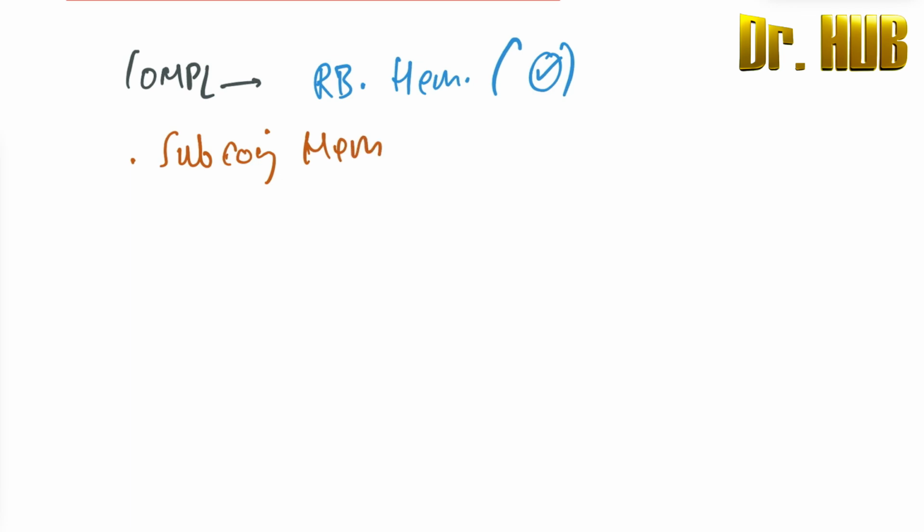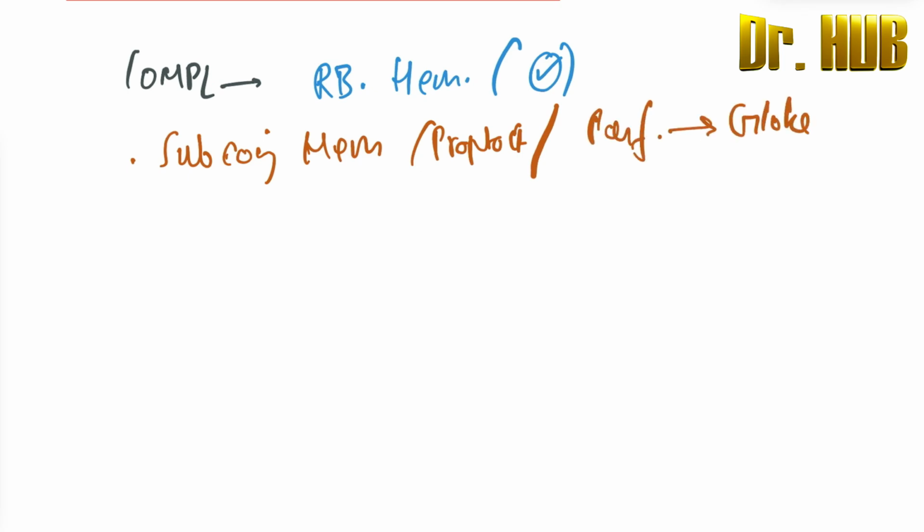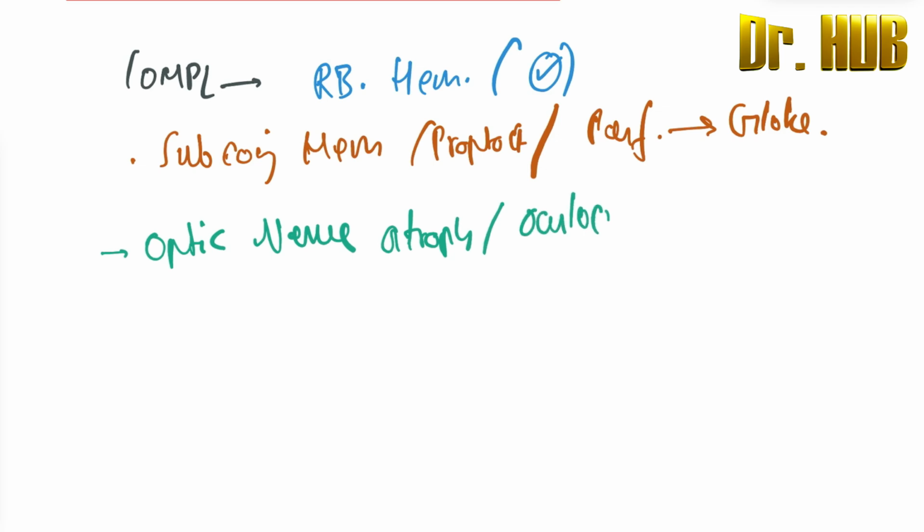For the subconjunctival hemorrhage, there can also be proptosis. Next is perforation of the globe. And it may be due to optic nerve atrophy. Optic nerve atrophy as well as the oculocardiac reflex. And there can be accidental intravascular injection.